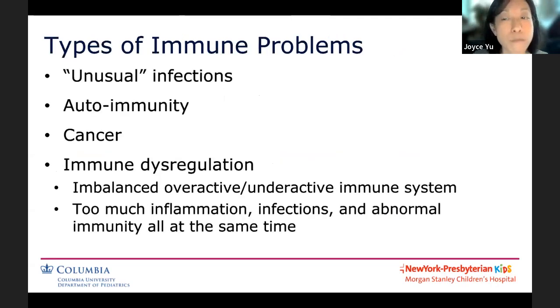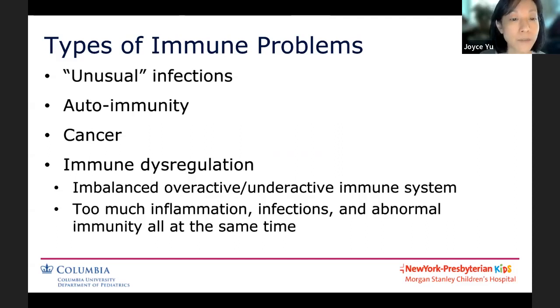So the types of immune problems that patients present with, or that you can have, that we see, are patients that come with unusual infections. And I'll go over that in a second. Maybe someone who has a lot of autoimmune issues, a little bit more than usual, or that seems to be out of the scope of what someone would normally have. Or maybe someone who has a malignancy that wasn't expected.